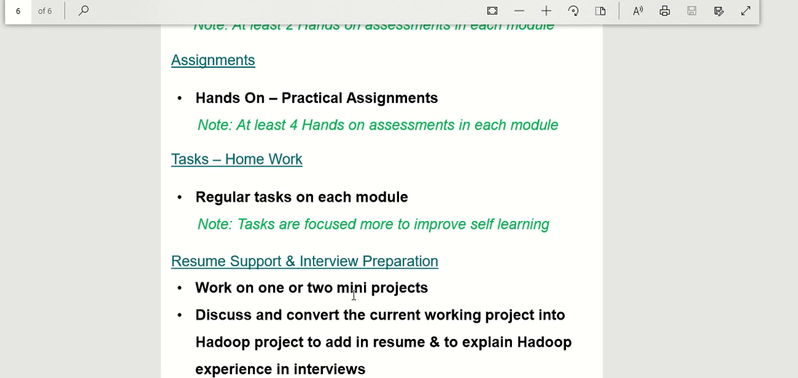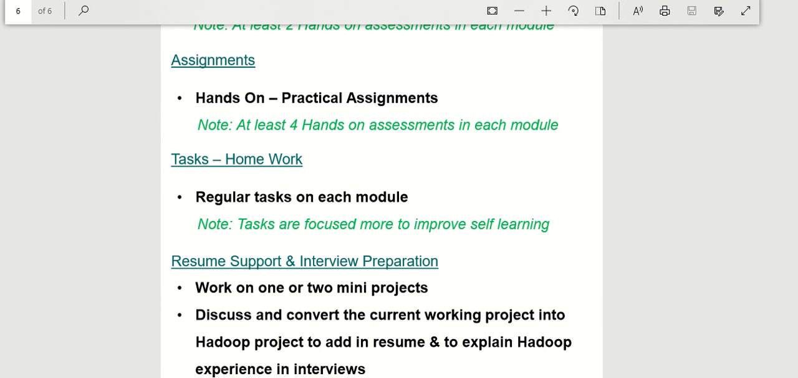We will discuss how to convert it into a Hadoop project. It would be very difficult for you if I give you one project, you put it in the resume, and you go search for a job or convince the interviewer with the project I'm giving. So we'll sit together and understand the current project you're working on and how to convert it into a big data project. Trust me, whatever project you are working on, you would have data in your project, right? So let us understand how to convert it into a big data project, put it in the resume as project experience, and explain the same in interviews. This is what we would be doing as part of the curriculum.